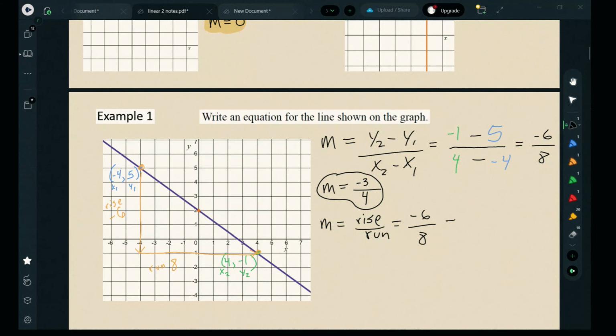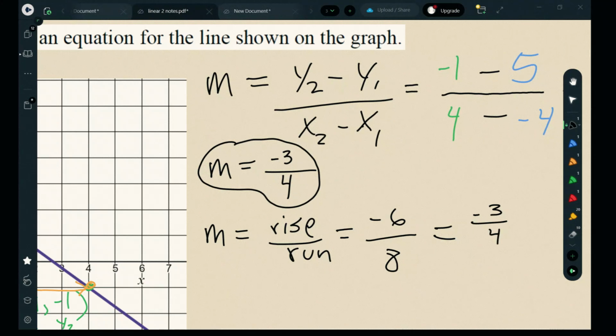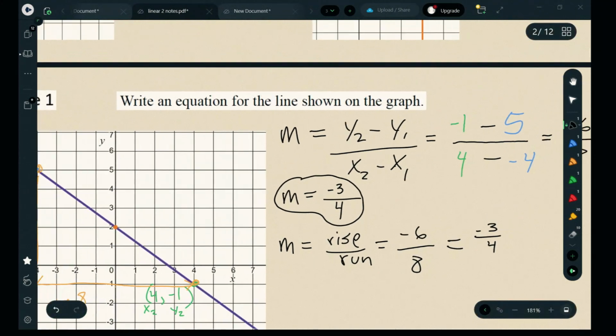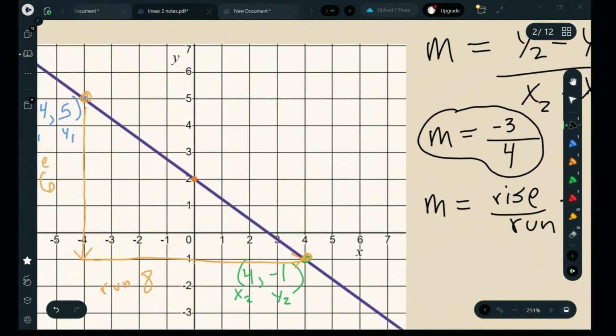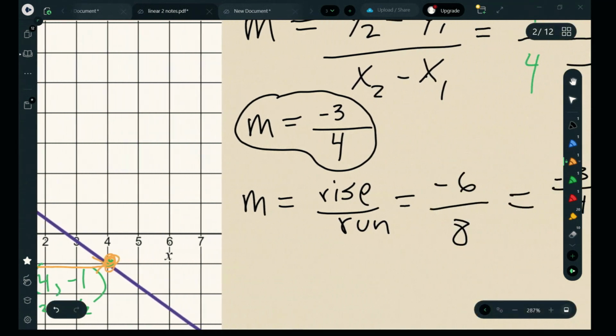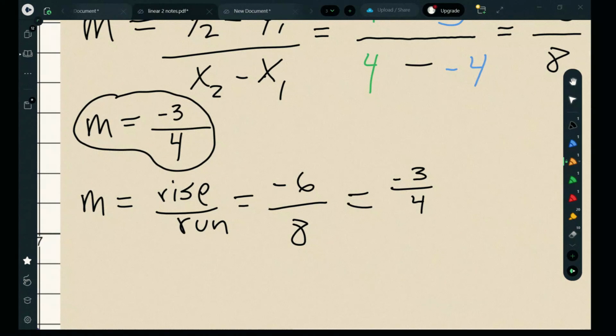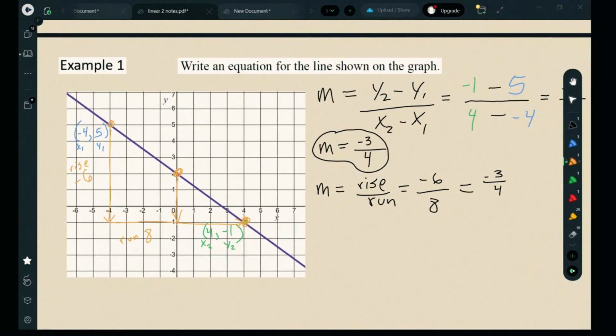So we simplify that, we get the same value, negative 3 over 4. Okay, and if you want to do rise over run and not have to simplify it, then you just want to find the closest 2 points. So I won't do it here, but if you go from this point to this point, figure out your rise and your run, it should be negative 3 over 4. Okay, so 2 different ways to get your slope. You only have to do it one way.